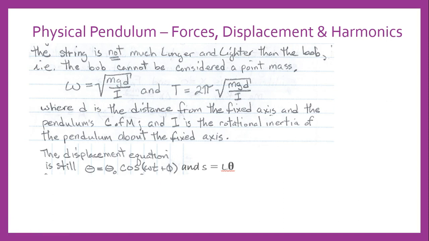Also, we no longer have L in the equation, but we have D, and D is the distance from the fixed axis to the pendulum's center of mass. The angular displacement equation stays the same as before, and if we want to convert that into displacement of arc length, the arc length is equal to the length of the pendulum times its angular displacement.